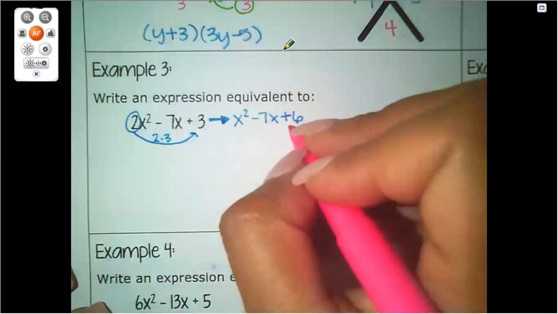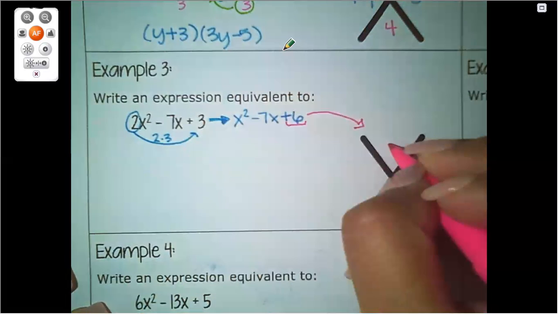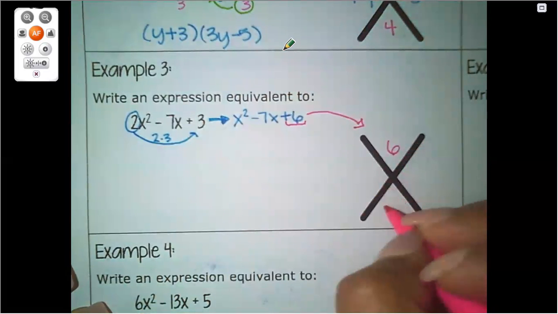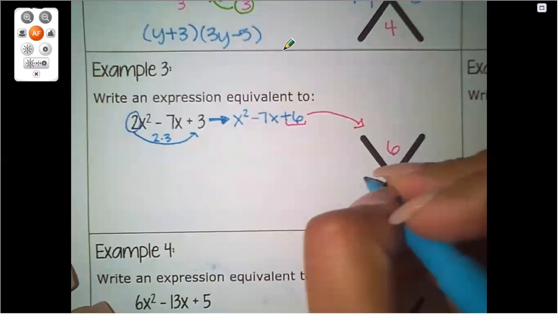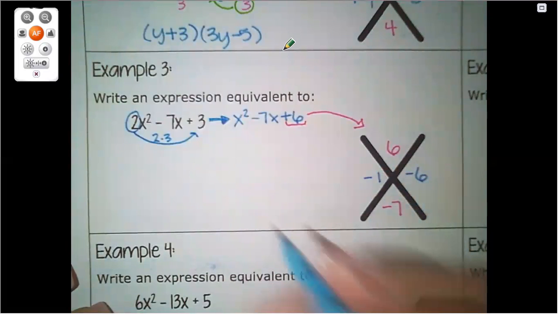So last number falls to the top. And what number on the bottom? Negative 7. All right, give me 2 numbers that multiply to get 6, but add to get negative 7. Okay, negative 1, negative 6. Now, what do I do with those numbers? Put them in my binomial.